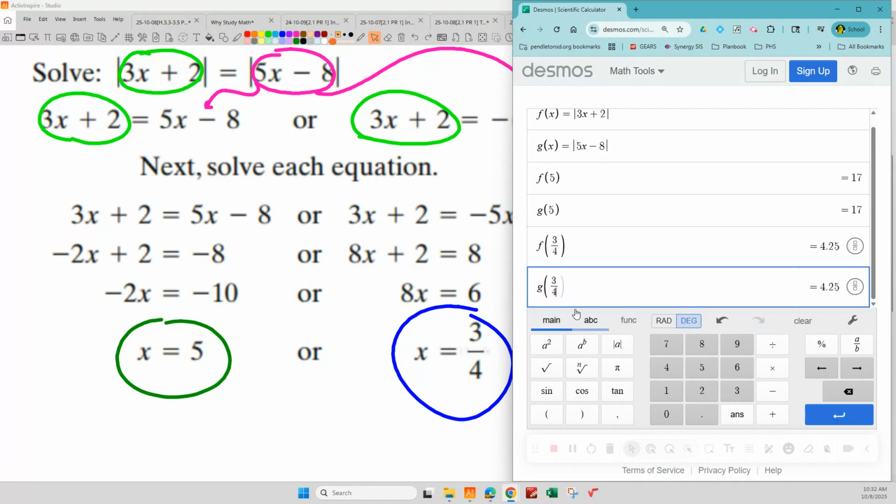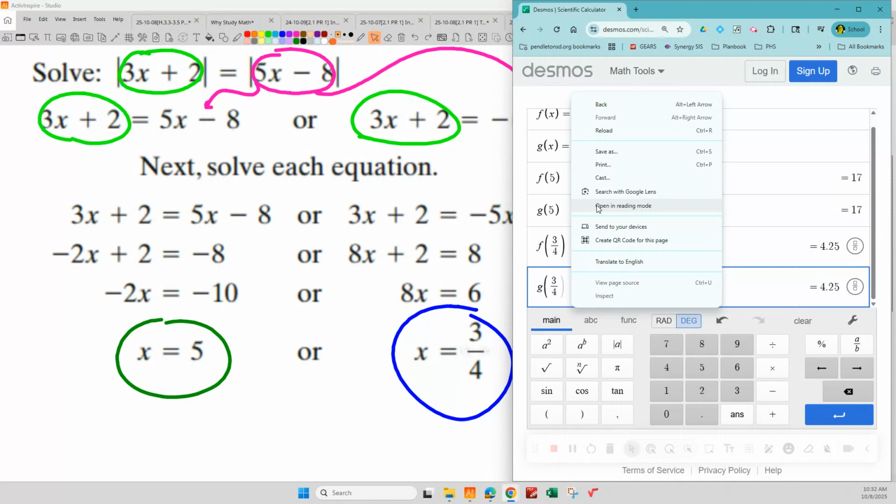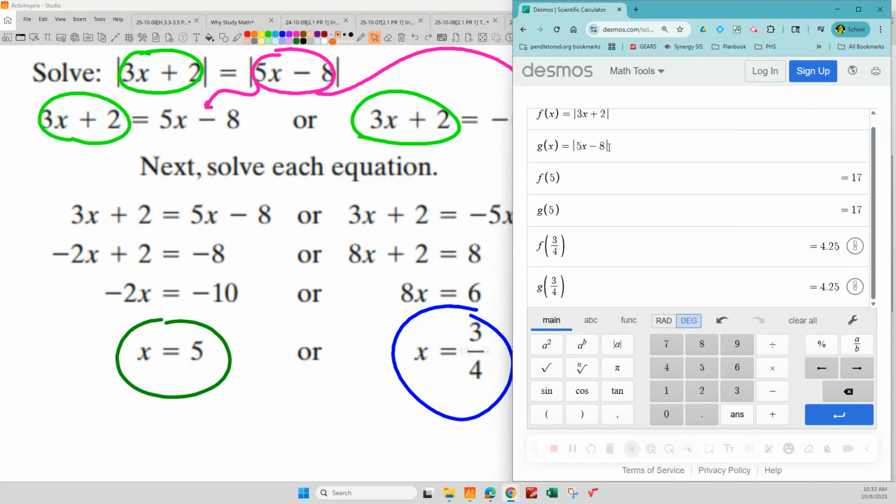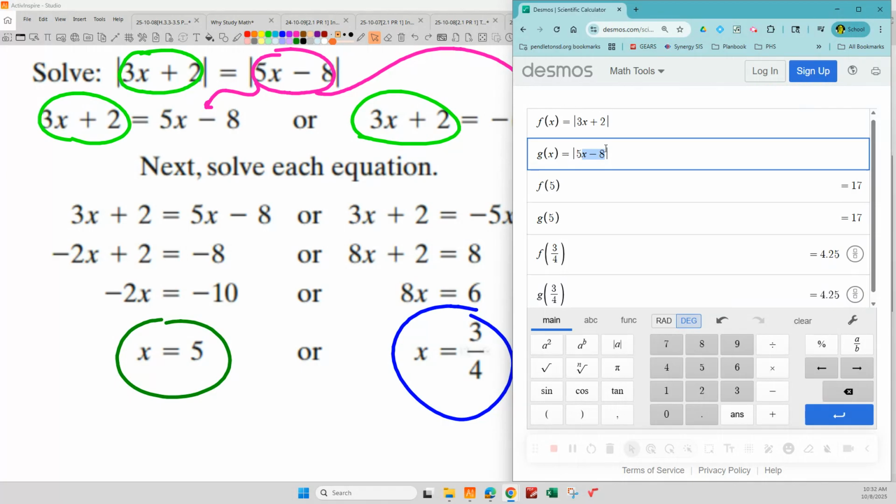Okay. Now let's try something here. Everybody see that? So it worked. Both of them worked. Okay, what would have happened if I wouldn't have had the absolute value bars on the right side? So if it was just plain old 5x minus 8, well, 5 would have worked. When I plug 5 in, I would have gotten positive 17 on both sides, but look what would have happened down here. When I plug in 3/4, I would have gotten a negative answer on the right side.